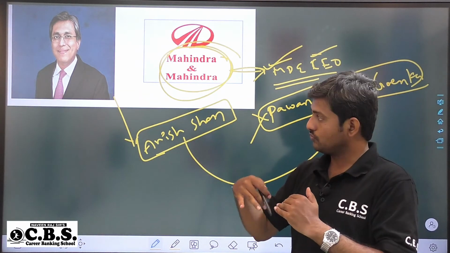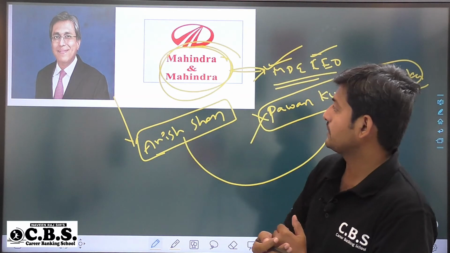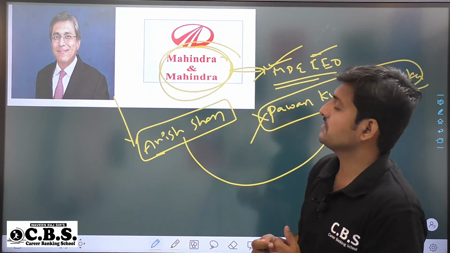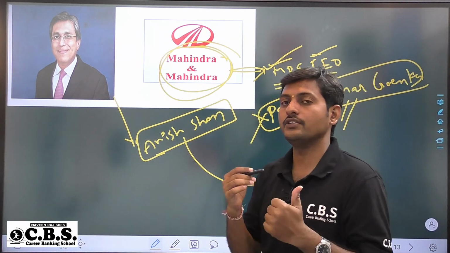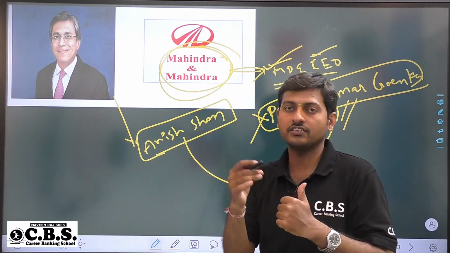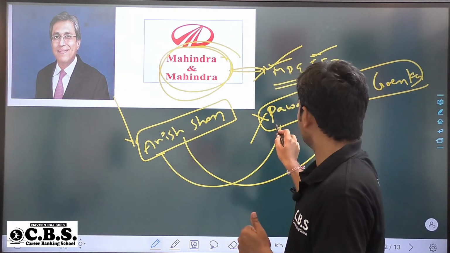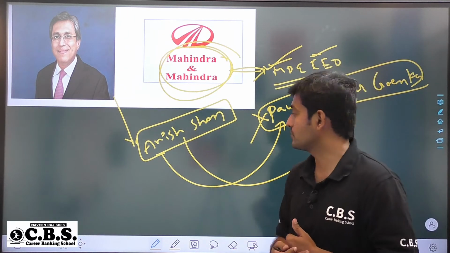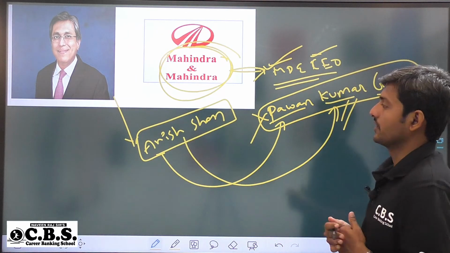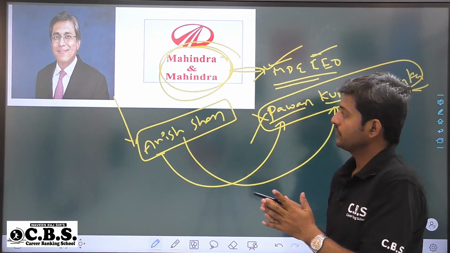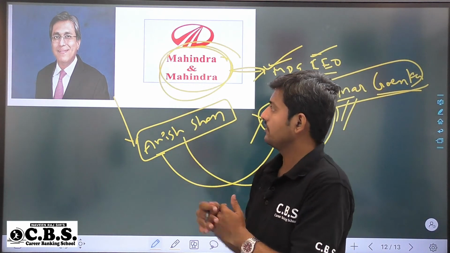The question could be asked from another angle as well. Recently, Mahindra and Mahindra company has appointed a new CEO and Managing Director. Who is he? That is Anish Shah. He has replaced who among the following? Could also be a question. Pawan Kumar Goenka. So, these points are important from this issue.